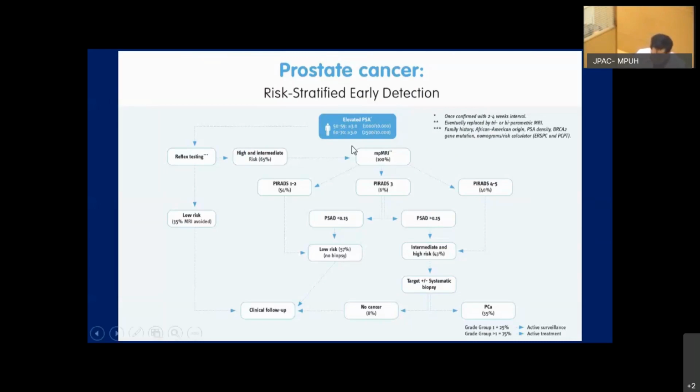If there is a high-risk intermediate category, then MP-MRI should be done, and then it should be categorized into PI-RADS 1, 2, 3, 4 and 5. Then, according to PSA density and MRI, further investigation should be done. In low-risk patients, we can avoid MRI and just follow them up.